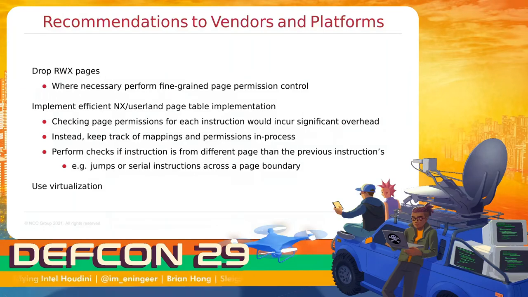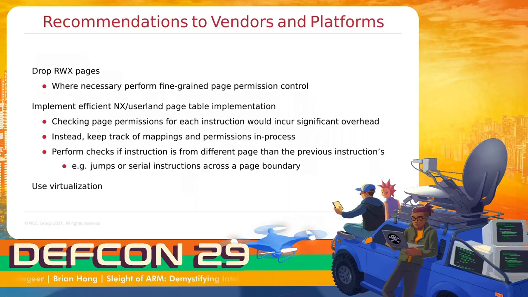We understand that checking page permissions on every instruction would incur a very significant overhead, right? Every instruction you want to run, it has to check the page permissions via software. So instead, what we could do is keep track of it in a data structure, and only check if the instruction we're currently running is different from the previous instructions. So in the case of jumps or instructions across a page boundary, we could check those. So this basically becomes our userland page table implementation. Given that, our recommendation is to just use virtualization. Simple enough.